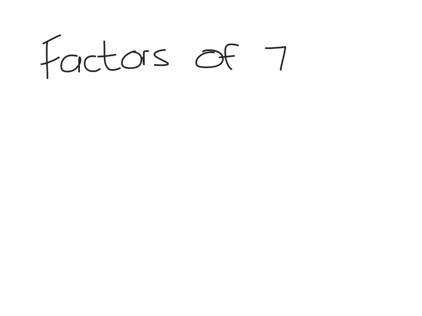This time we're looking at factors of 7. So factors of 7, we put 7 on top, and we have 1 and 7. Now 2 doesn't go into 7 because 7's an odd number. 3 doesn't go into 7. 4 doesn't. 5 doesn't. 6 doesn't. And then we're back at 7. So there are only 2 factors of 7, 1 and itself.